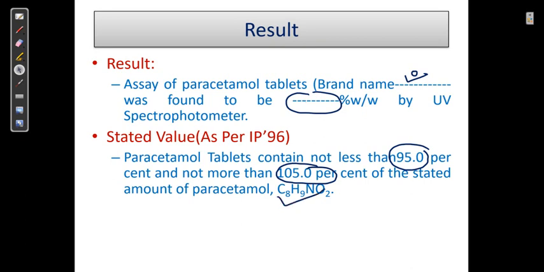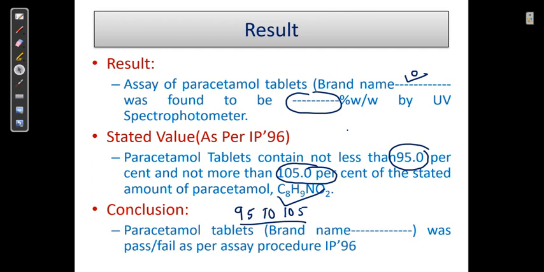is given in IP. So if you are getting an assay value between 95 to 105, then the conclusion is paracetamol tablet, brand name, that was pass as per assay procedure IP'96. If the value is 92 or it is 107, then you can say that paracetamol tablet, brand name, that was fail as per assay procedure IP'96. In that way you can write in your procedure and record.